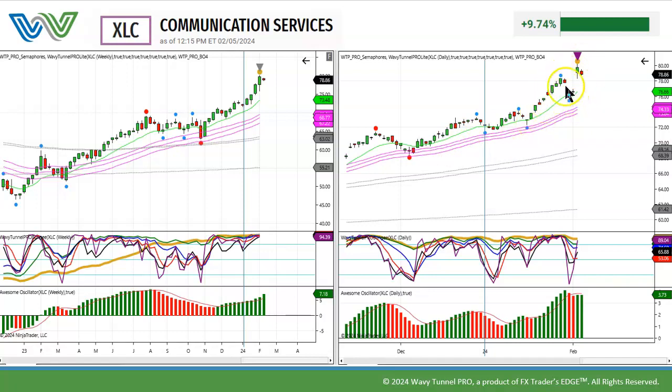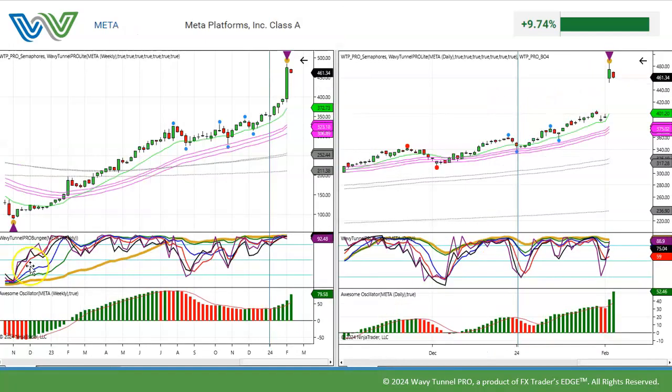I mean, this is a very steep trajectory. So at this point, I would not enter any fresh positions in communication services because for me, it is stretched. Let's look at the top holding. This is Meta, and you can see that it's really the same pattern.